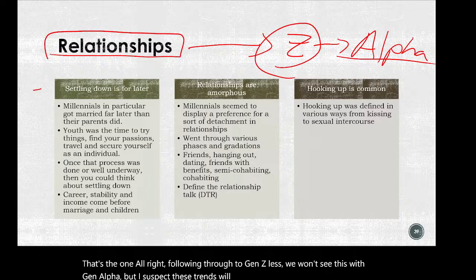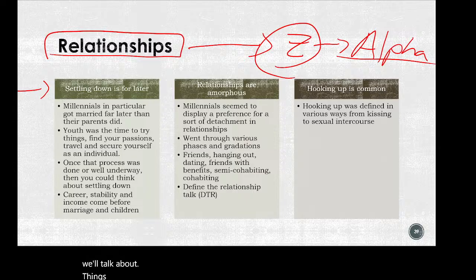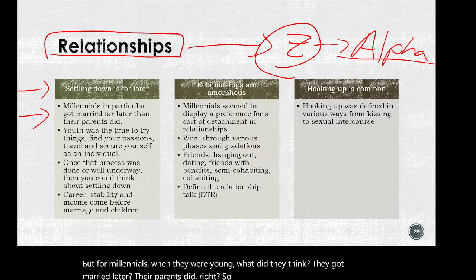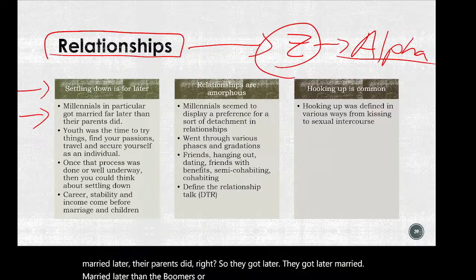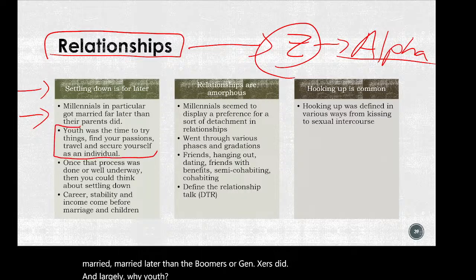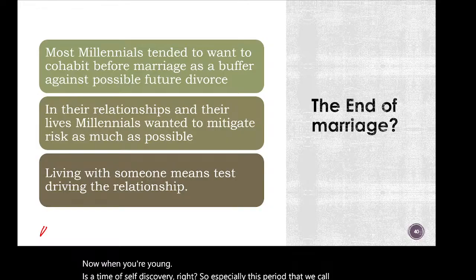All right. Relationships. And we'll talk about this once we get to the families unit, because we'll talk about things like long-term relationships and marriages. But for millennials, when they were young, what did they think? Well, they got married later than their parents did, right? So they got married later than the boomers or Gen Xers did. And largely why? Well, youth, when you're young, is a time of self-discovery, right? So especially this period that we call emerging adulthood, right?